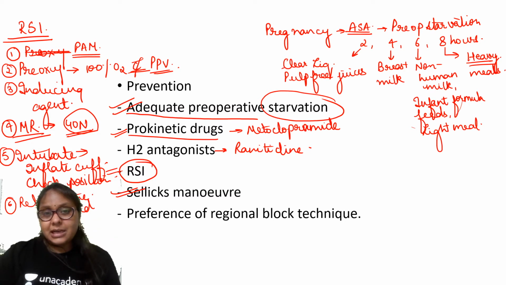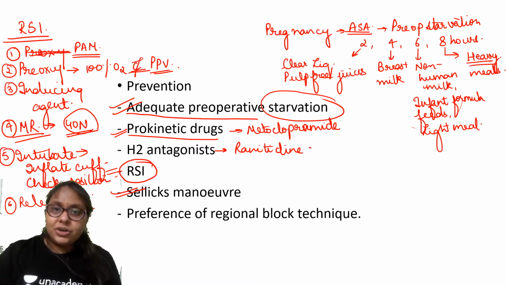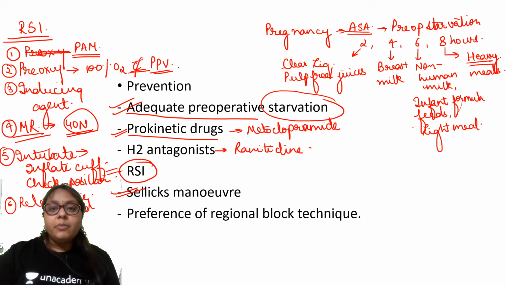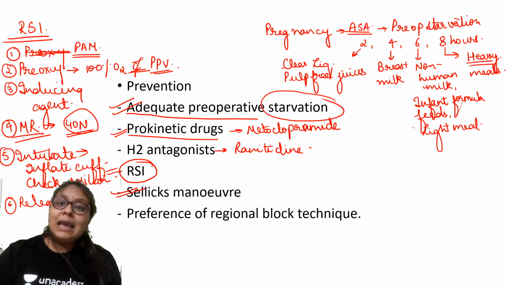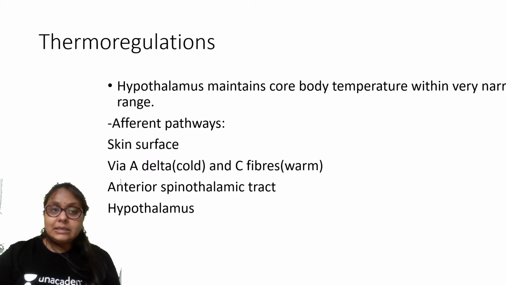I hope this is clear. Mendelson syndrome is a very important syndrome, and many questions are asked. Remember the pH less than 2.5, and the volume of the aspirate more than 25 ml. There are more chances of aspiration of the gastric contents, and more chances of getting chemical pneumonitis, that is Mendelson syndrome.